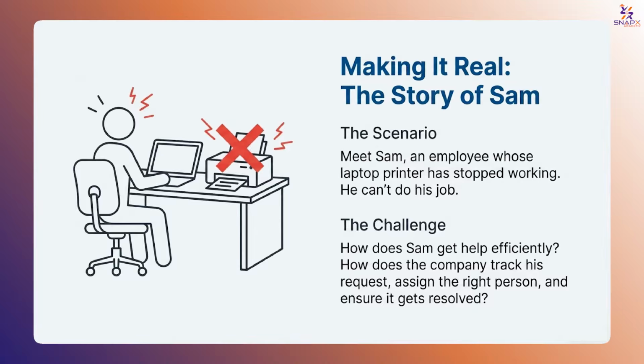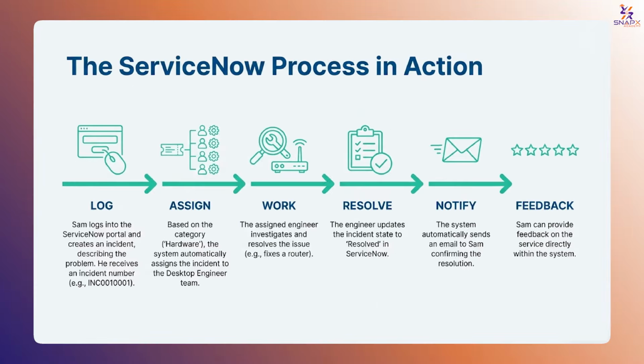For example, imagine a user named Sam. He has a laptop, and one day the laptop stops working or some functionality breaks. Sam logs into ServiceNow and raises an incident saying his printer is not working. Once he submits it, the system generates an incident number. ServiceNow can automatically assign this incident to the correct engineer based on the user type, category, or priority.